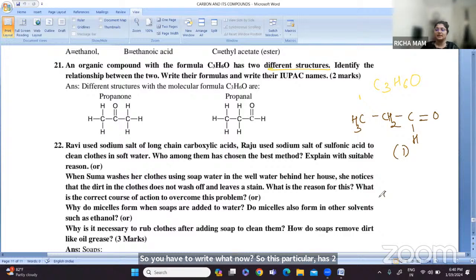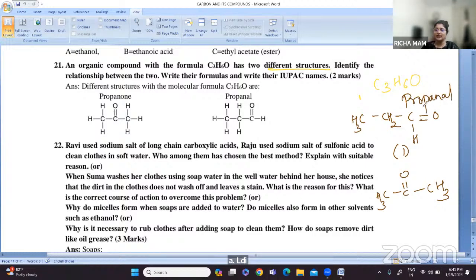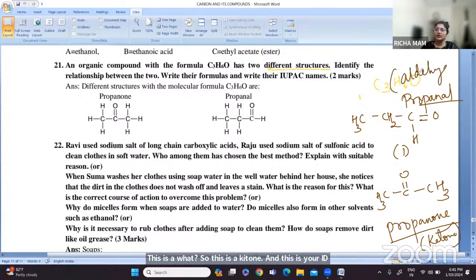Another structure it can be CH3, C double bond O, CH3. So this is an aldehyde, propanal, and this is a ketone, propanone. Understood? So there is an organic compound with a molecular formula and two different structures. Using this molecular formula, we have to write the structures.